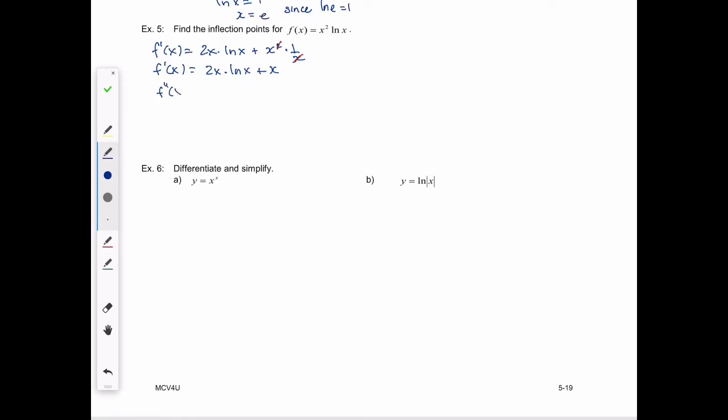Now I'm going to take our second derivative. Derivative of 2x is just basically 2 times the ln of x plus 2x times derivative of ln of x, which is 1 over x, plus the 1 at the very end. Once again, x's cancel out, and if I simplify this, we have f double prime of x, which is equal to 2 times the ln of x plus 2 plus 1, or f double prime of x is equal to 2 times ln of x plus 3. Let's make it look pretty.